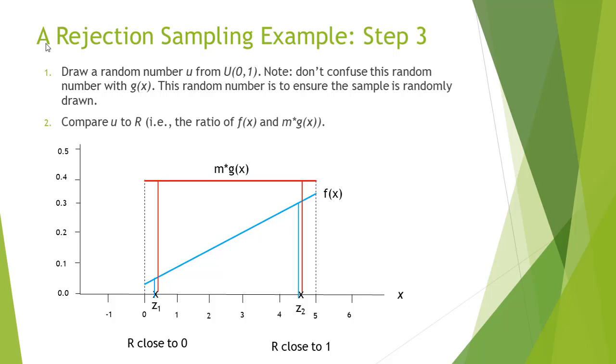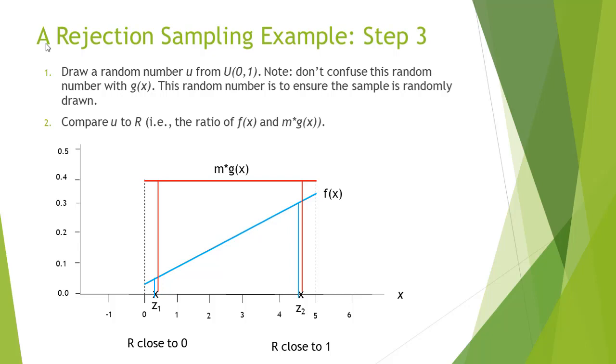As you can see, at the point Z1, the blue vertical line is very small. It's almost close to nothing, right? So at the point Z1, if you use the red vertical line to divide the blue vertical line, the value of the ratio R should be very small. How small? Close to 0.